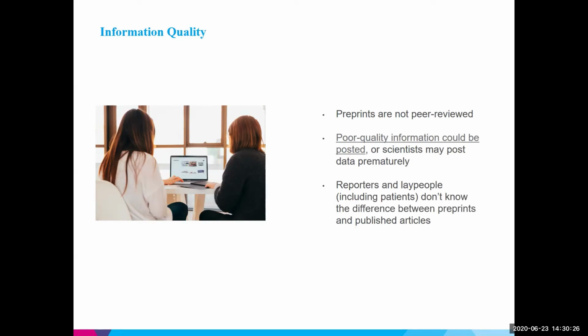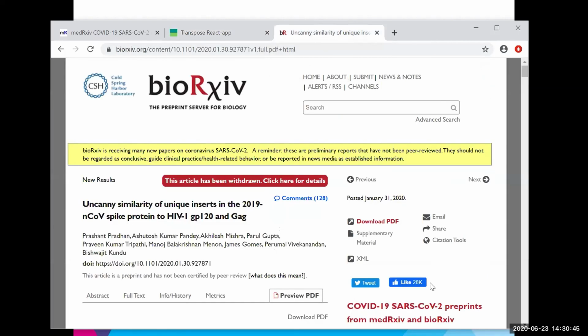And yes, these are valid concerns. However, there are mechanisms in place to make sure that this doesn't happen. So I am going to show you an example of a withdrawn paper from the COVID-19 server from medRxiv and bioRxiv.